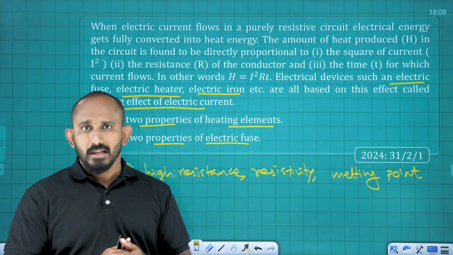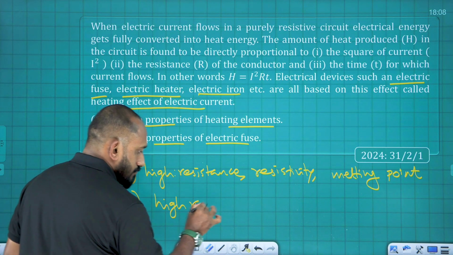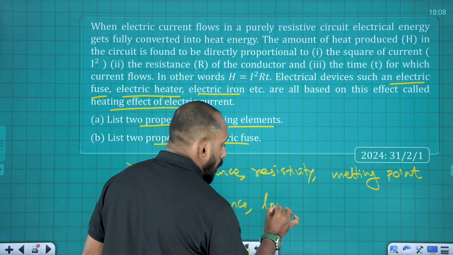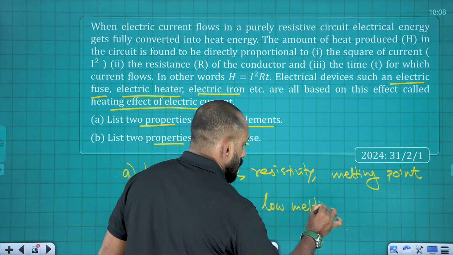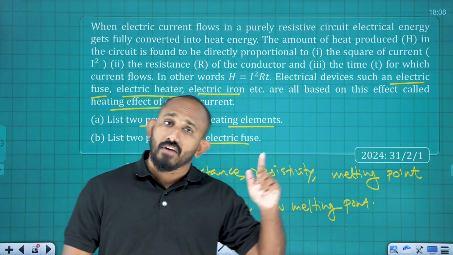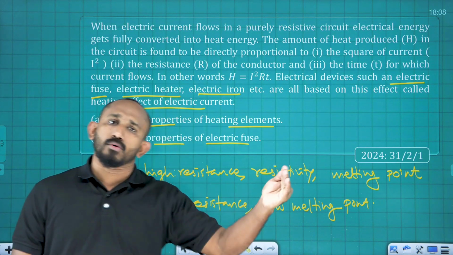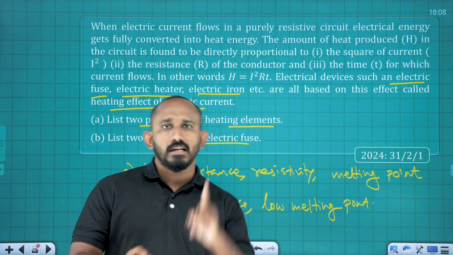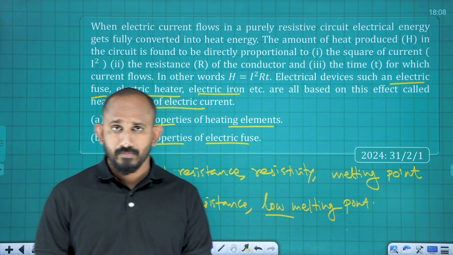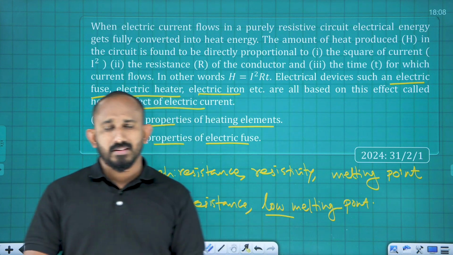So for that purpose, electric fuse should have high resistance, of course, so proper heat will be produced, but it should have a low melting point. That's very important. Heating devices have a high melting point, they should not melt. But an electric fuse should melt if more current passes through it. So high resistance and low melting point are key points for electric fuse. Hope you got the answer. It's a 2024 question, one of the region key.